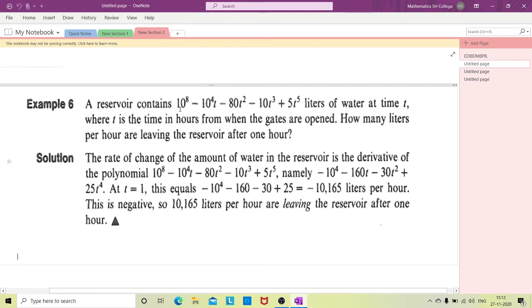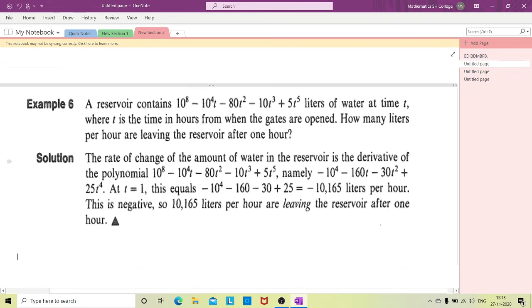10 power 8 is a constant, so its derivative will be 0. Minus 10 power 4t, its derivative will be minus 10 power 4. Minus 80t square, its derivative will be minus 80 into 2t, which is minus 160t. And minus 10t cube, its derivative will be minus 10 into 3t square, so it will be minus 30t square. And 5t power 5, its derivative will be 5 into 5t power 4, so it will be 25t power 4.